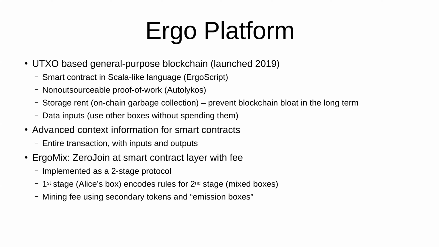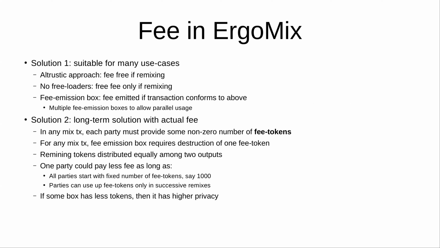It's implemented as a two-stage protocol, right? The first stage is encoding the behavior of the second stage. I'll not go into too many details. I'll just touch on the issue of fee. Fee is a problem in Ergo Mix, ZeroJoin, and even in CoinJoin, because all the boxes have to have the same value. If the fee is taken from the box, then the value will keep decreasing, so we cannot take the fee from the boxes. But if the fee is given from somewhere else, then the anonymity is leaked, or the privacy is defeated, because the source of the fee can be used to defeat the privacy. So fee is a problem here.